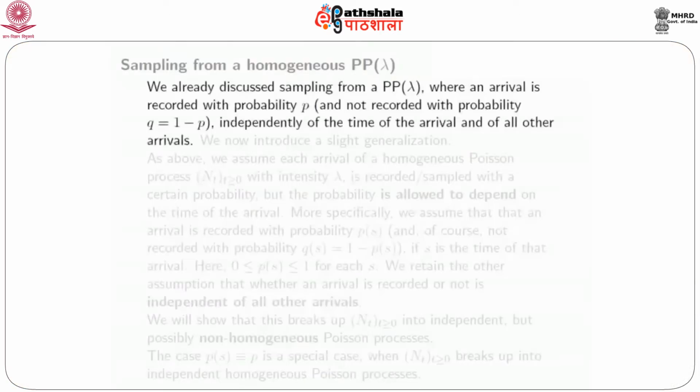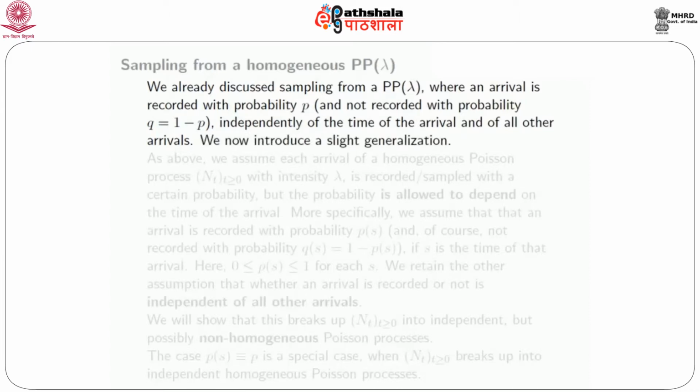Module 20 and the 6th module on Poisson process. So we describe here what is called sampling from a homogeneous Poisson process. We will discuss a more general phenomenon than what was discussed before, where a homogeneous Poisson process would be broken up into independent but possibly non-homogeneous Poisson processes. And what we had talked about earlier would be just a special case of this.